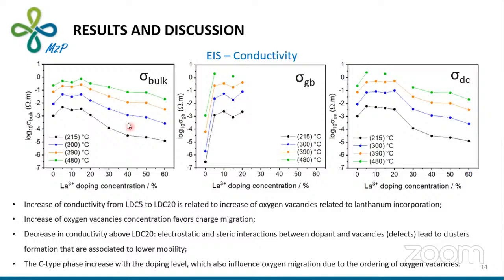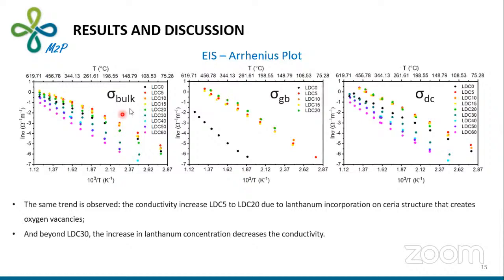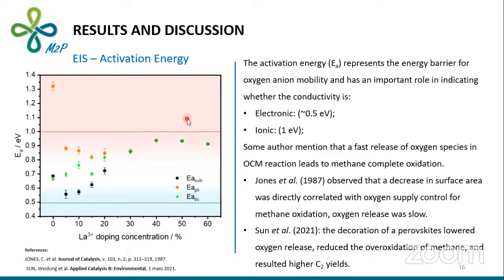Moreover, the C-type emergence, as we saw in the Raman spectra, decreases the oxygen anion mobility. We prepared the Arrhenius plot to obtain the activation energy, and we can observe that the activation energy represents the energy barrier for oxygen anion mobility. And it can be used to indicate whether the conductivity is electronic, with the activation energy close to 0.5 electron volts, or if the conduction is ionic, close to 1 electron volt.